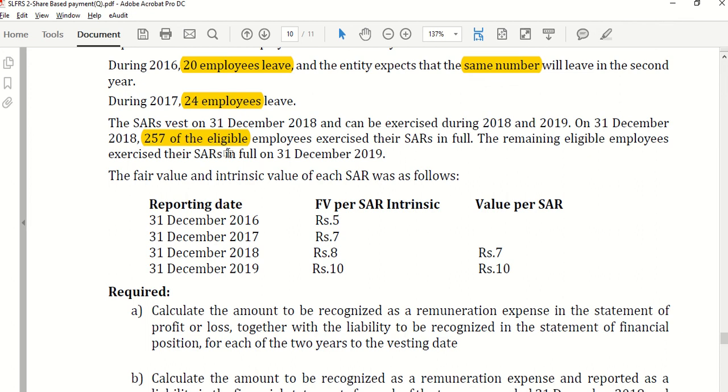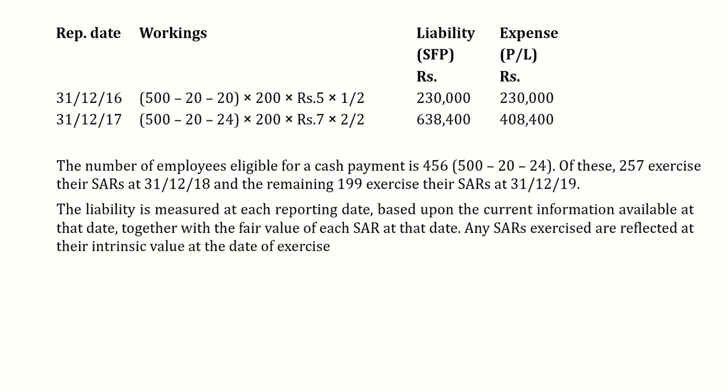Okay, now we'll see. Now we have a balance: the number of employees eligible for the cash settlement is 456, isn't it? Think of 500 employees, 20 employees left in the first year, and in the second year 24 employees left.